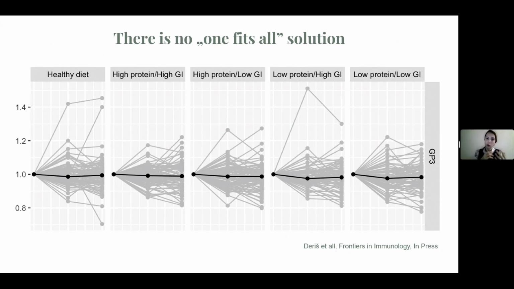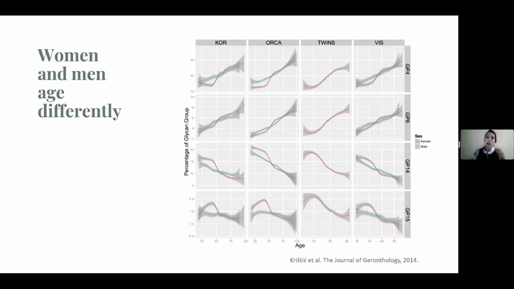And the one obvious message here is that there is no simple solution. We expected that we would see some general trends in some of these diets, but we did not see them. And most likely there is a strong contribution of individuals' genetics in the effect that we see.